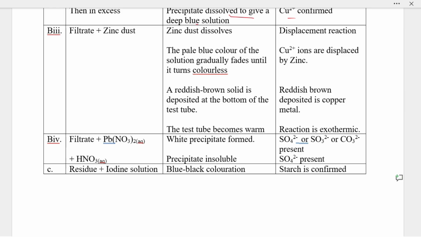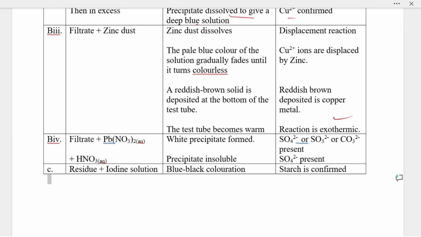Of course, you're going to get a reddish brown solid deposit at the bottom of the test tube. The reddish brown deposit is Cu, copper metal, and the test tube becomes warm. This means the reaction is exothermic.